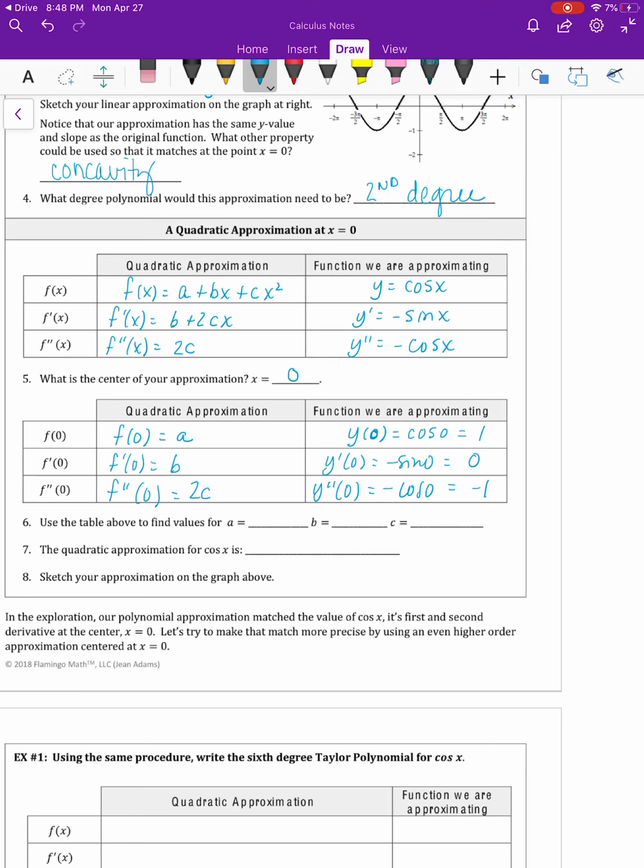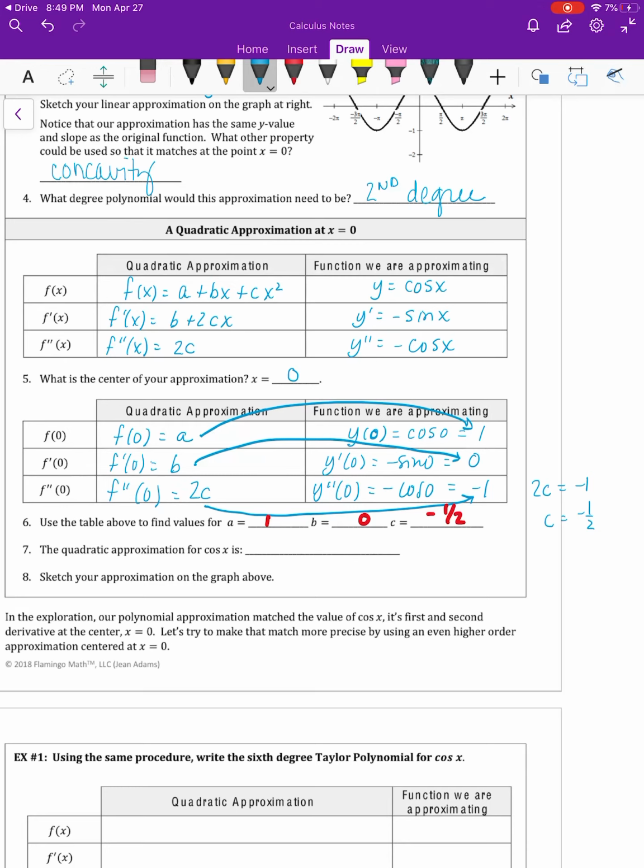And it says, use the table above to find values for a, b, and c. So you can see that your a is 1, your b is 0, and your 2c needs to be set equal to negative 1. So my c is going to be negative 1/2. So let's do that again. I'll put it in a different color. My a is 1, my b is 0, and my c is negative 1/2.